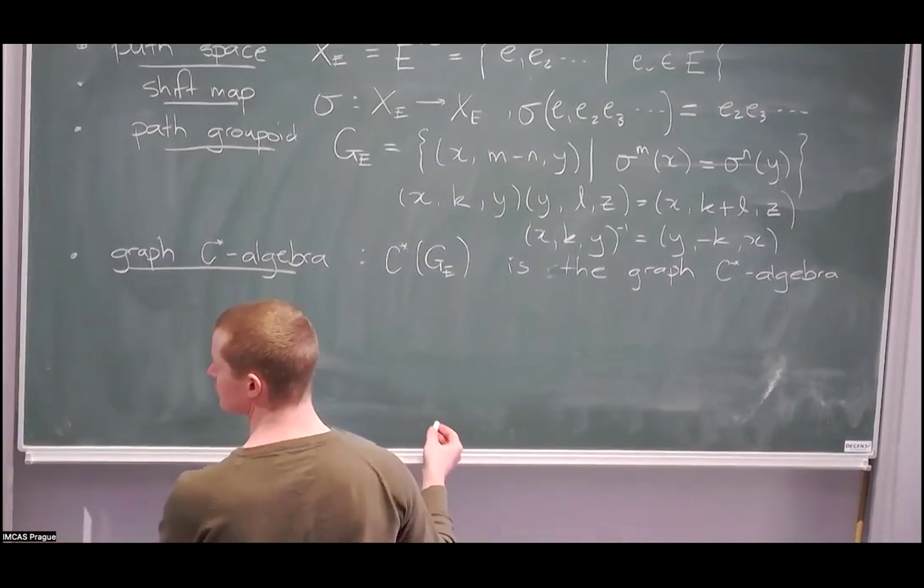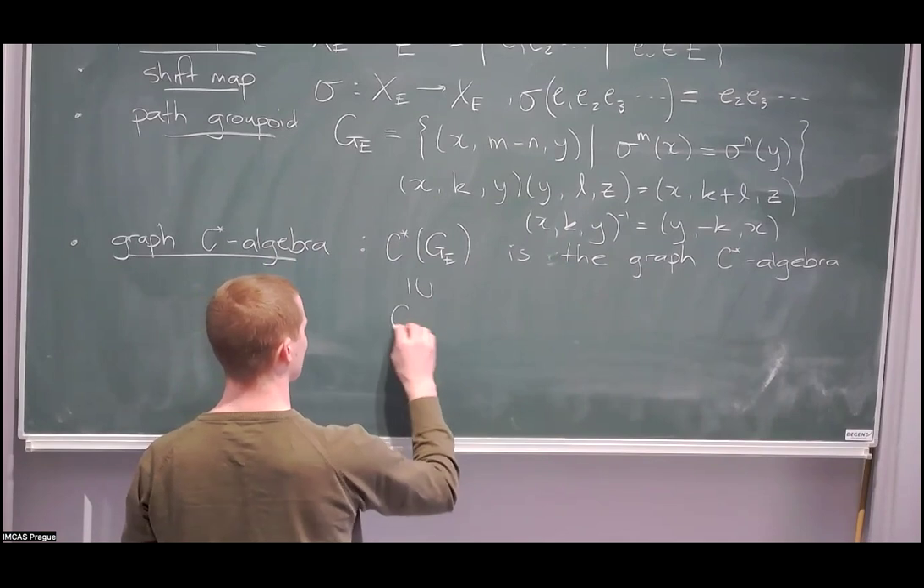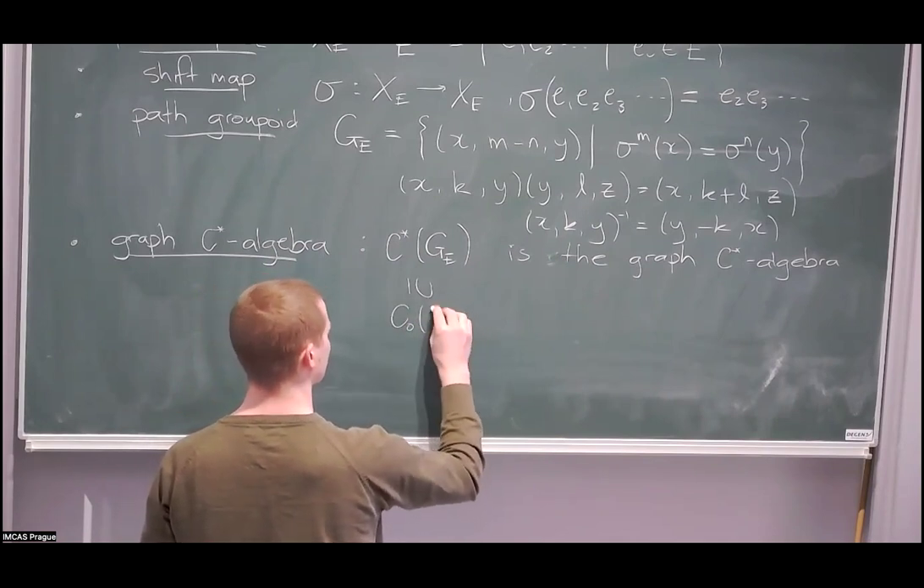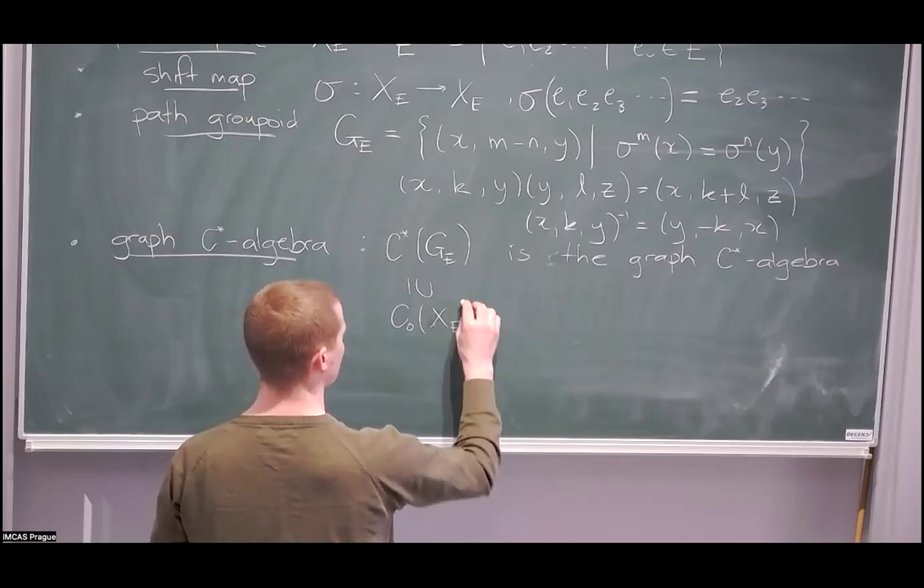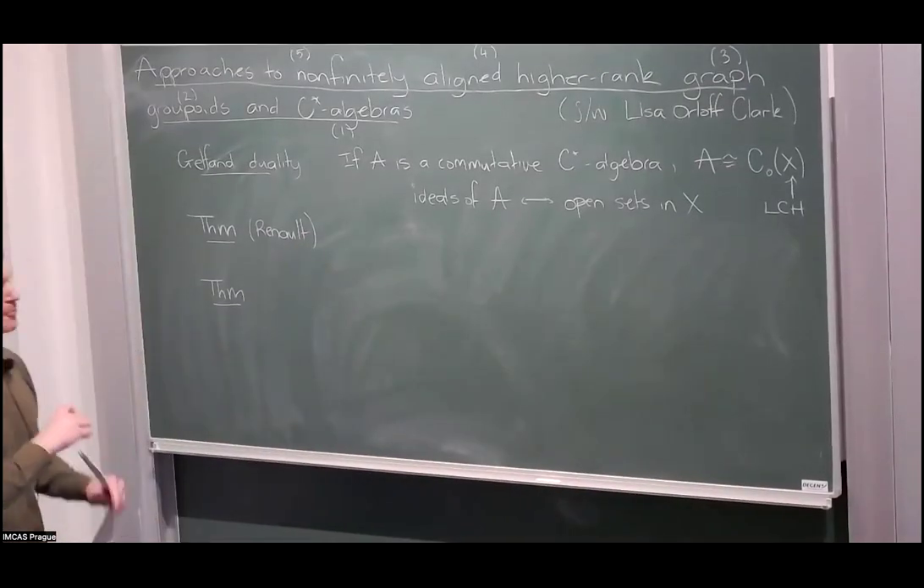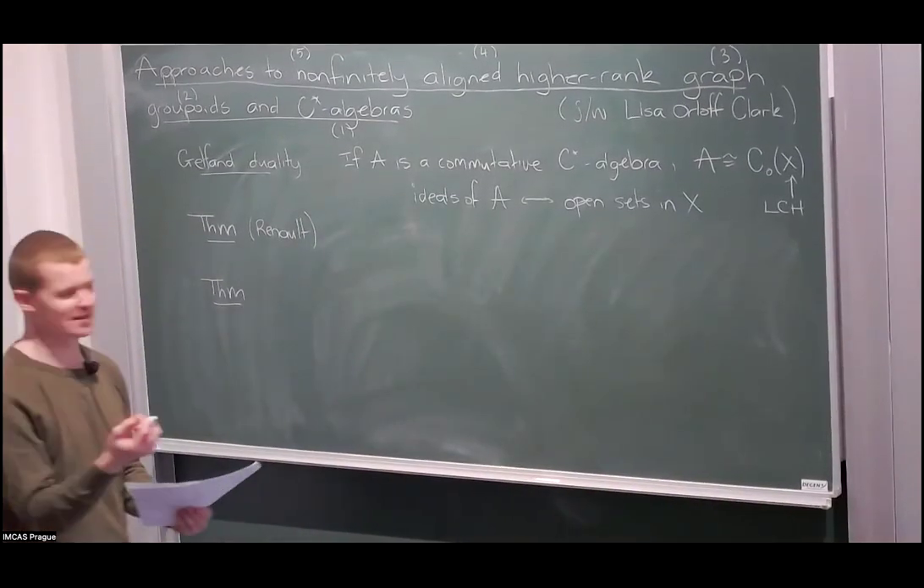And as a commutative subalgebra, we have the continuous functions on the path space vanishing at infinity. So we have some way of building C-star algebras from groupoids, and we have some way of building C-star algebras from graphs via groupoids. And why would you want to do this? Because among many things, it gives you a way of describing the ideals in the C-star algebra.